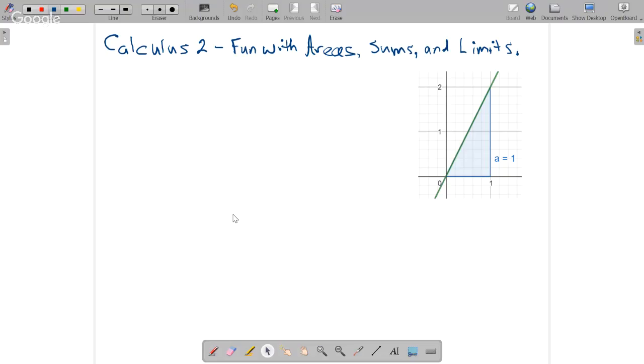So let's take a look at some area with sums and limits. An introduction to Calculus 2. Now, this is just a triangular region over here, so the area is pretty straightforward. We're just going to look at it a little bit different. So we're going to set up a sum.